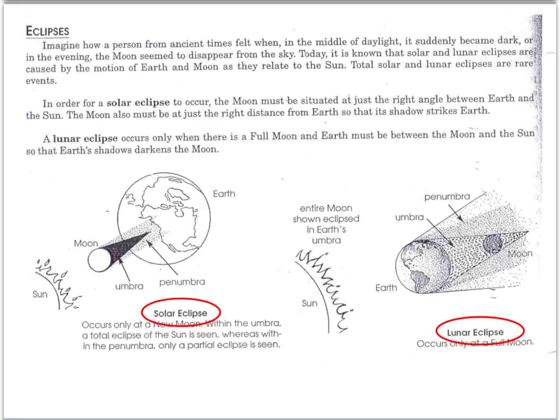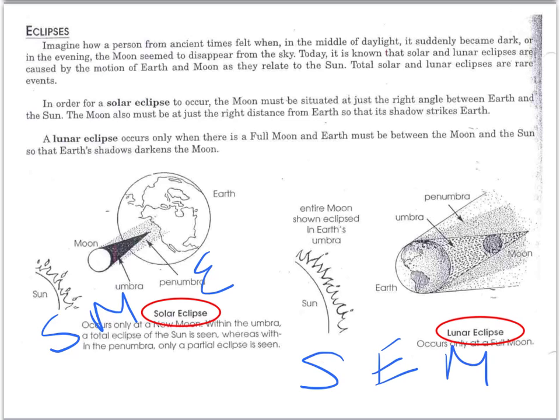Here's a picture of the solar eclipse and the lunar eclipse, so you can just look at that, and that's something that you would draw where it says draw a picture of them. So just remember, for the solar eclipse it's sun, moon, earth. And then for the lunar, it's sun, earth, moon. In order for an eclipse to happen, they must line up in a straight line.